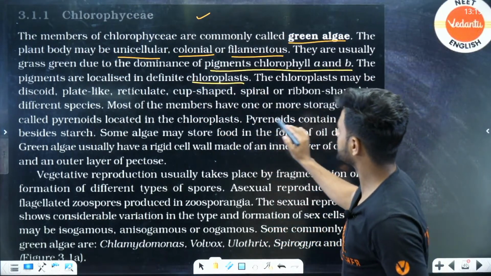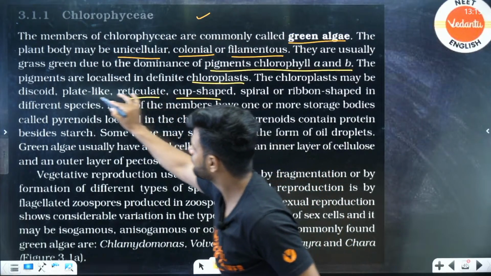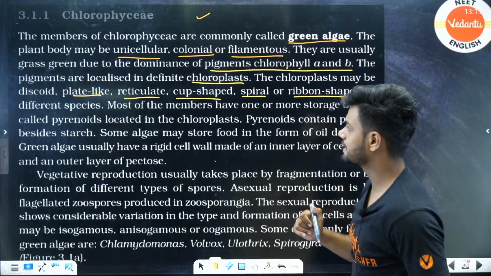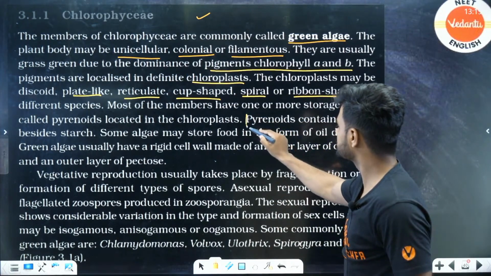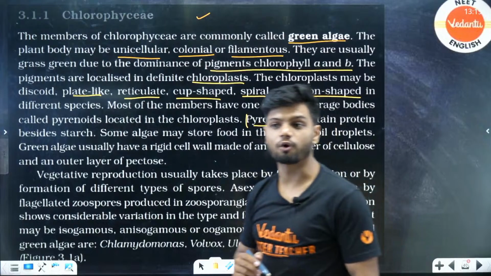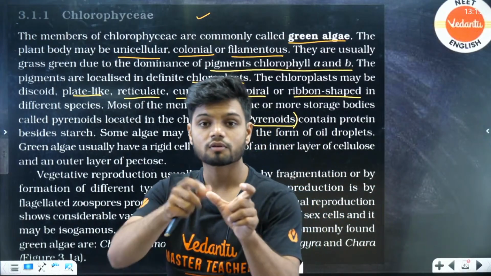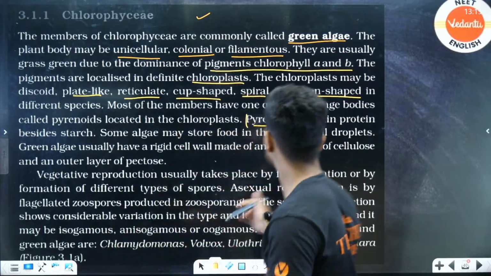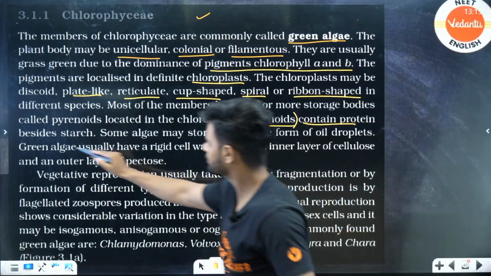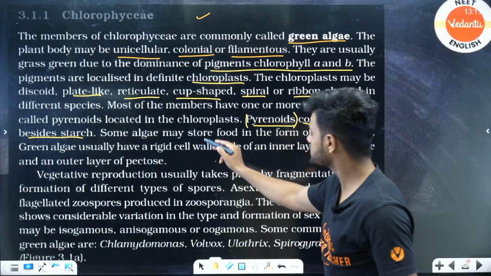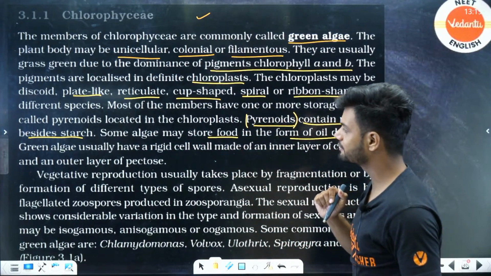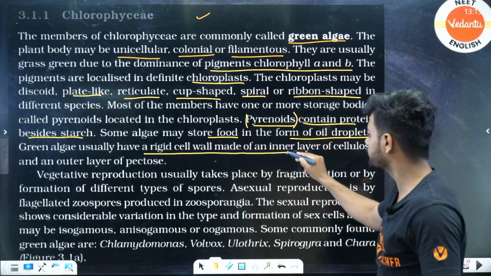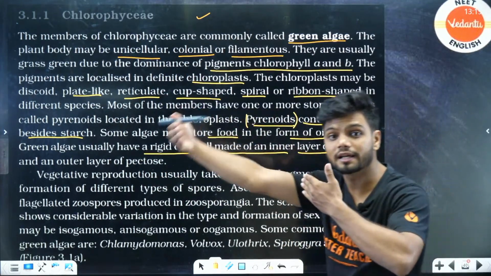The chloroplast can vary: cup-shaped, reticulate, plate-like, ribbon-shaped, spiral. We discussed that also. We also discussed pyrenoids. Pyrenoids help in storage of proteins as well as storage of starch. Some algae may store food in the form of oil droplets. We learned that. Green algae usually have a rigid cell wall made up of an inner layer of cellulose and an outer layer of pectose.